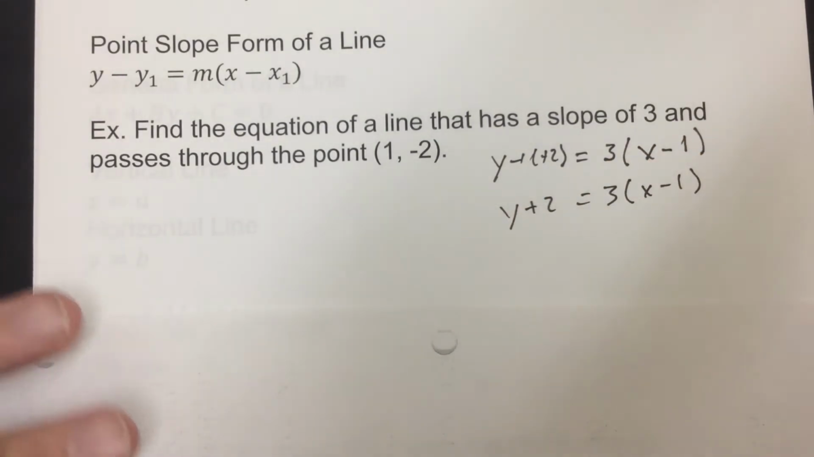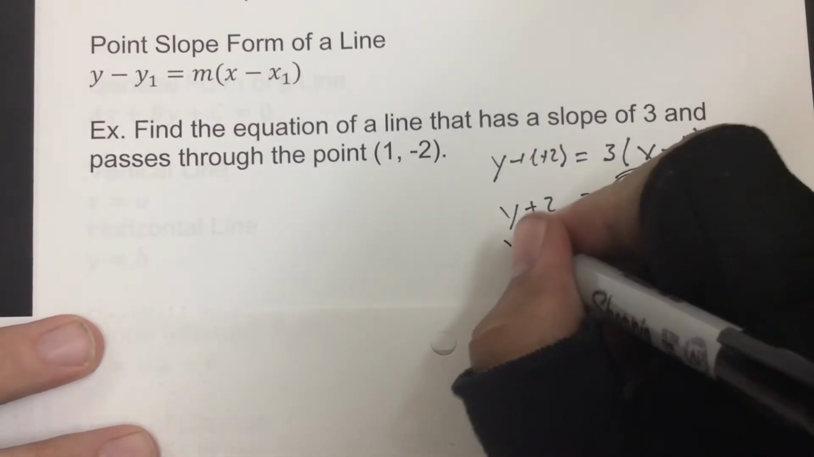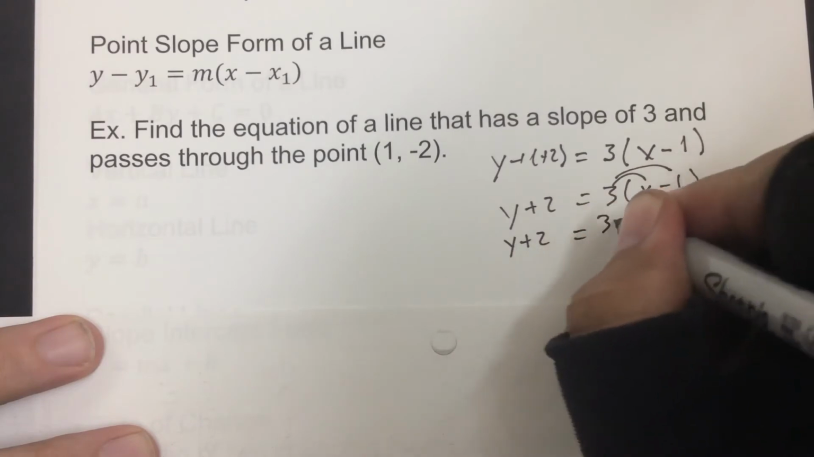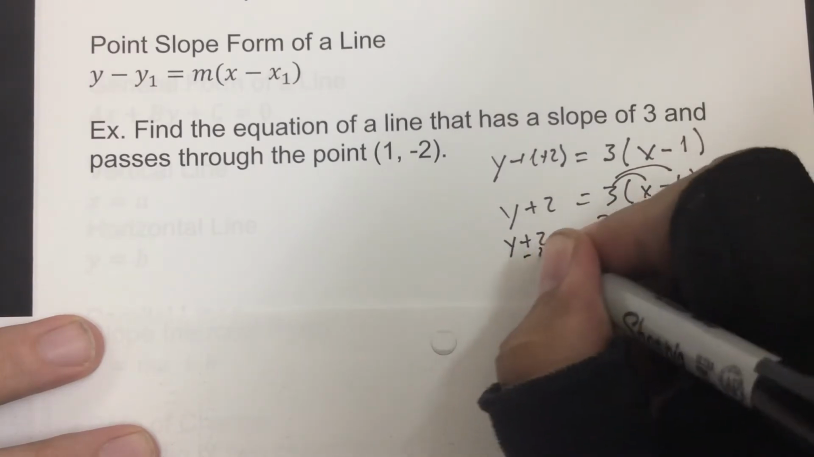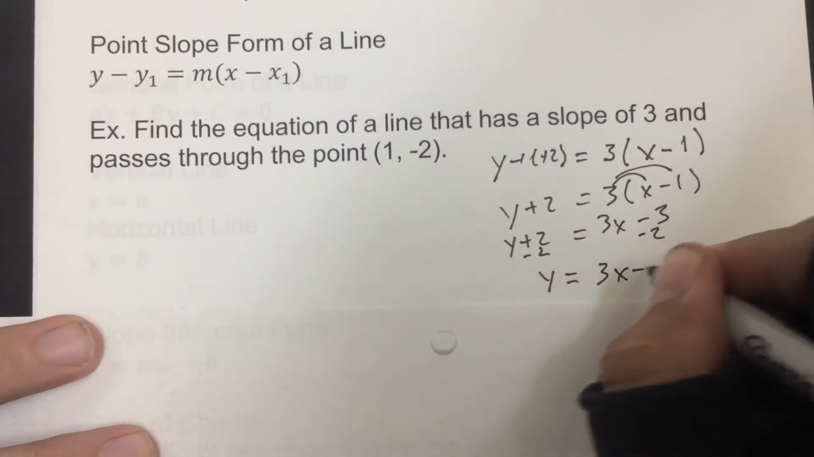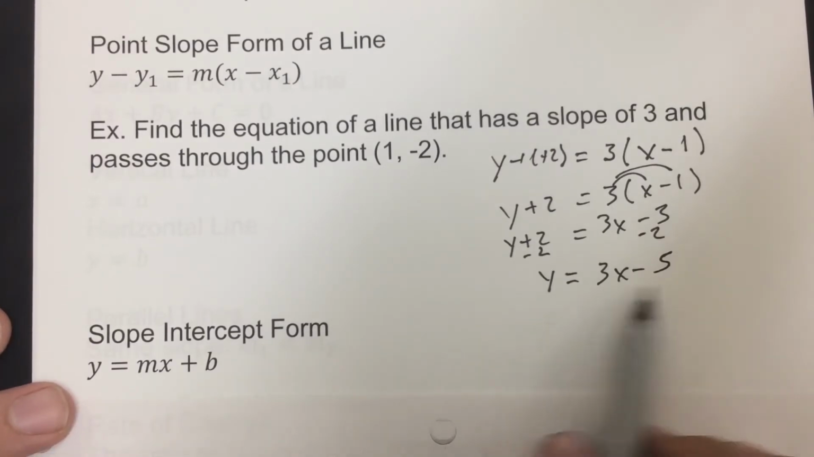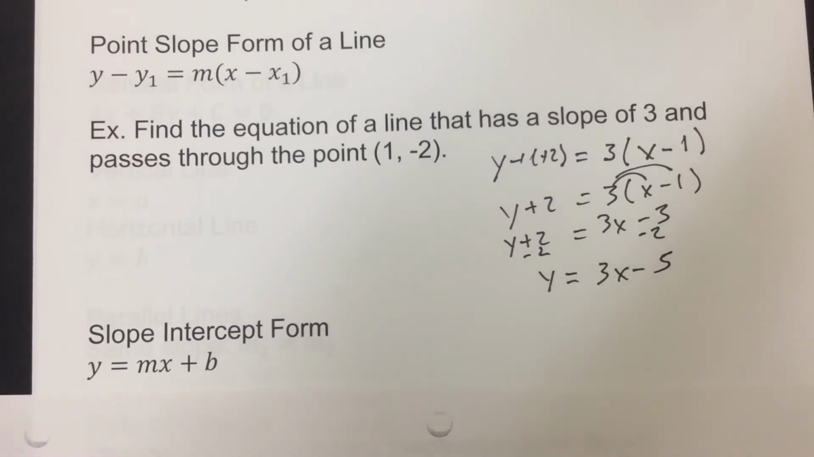Now if we go through and solve for y, we would distribute that 3 in and have y plus 2 equaling 3x minus 3. Subtract your 2 over. And now we have y equals 3x minus 5. And that's your slope-intercept form. So here what's in front of x is your slope. That's your m. B here is what's added or subtracted on the end. That's going to be the y-intercept. So where you're going to cross the y-axis.